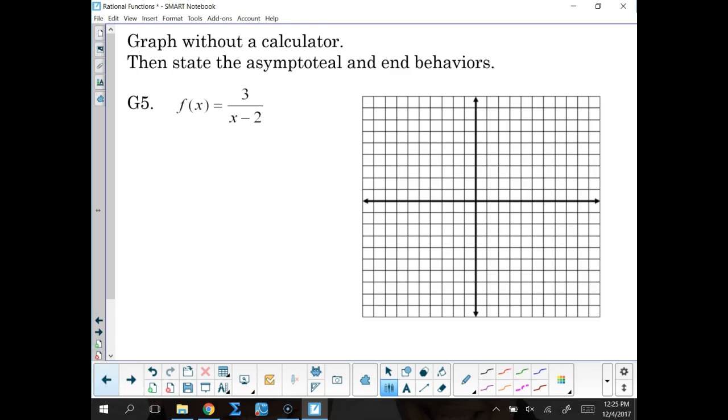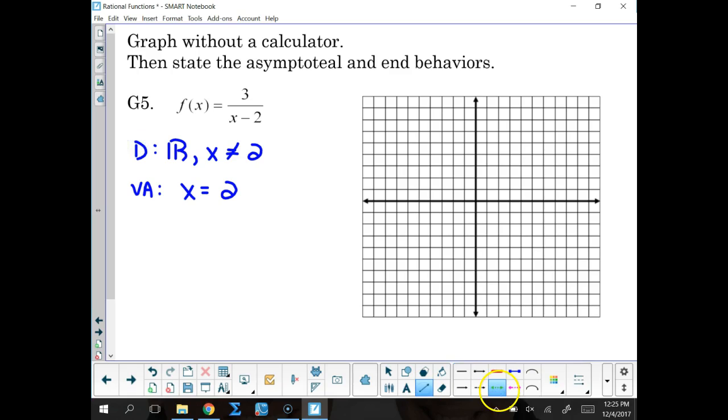So, step number one. Step number one says, what is the domain? All real numbers. But x cannot equal 2. Do we agree with all real numbers, but x cannot equal 2? Yes. So that tells me what for a VA? X equals 2. X equals 2 is my VA. So let's put my VA on the graph.